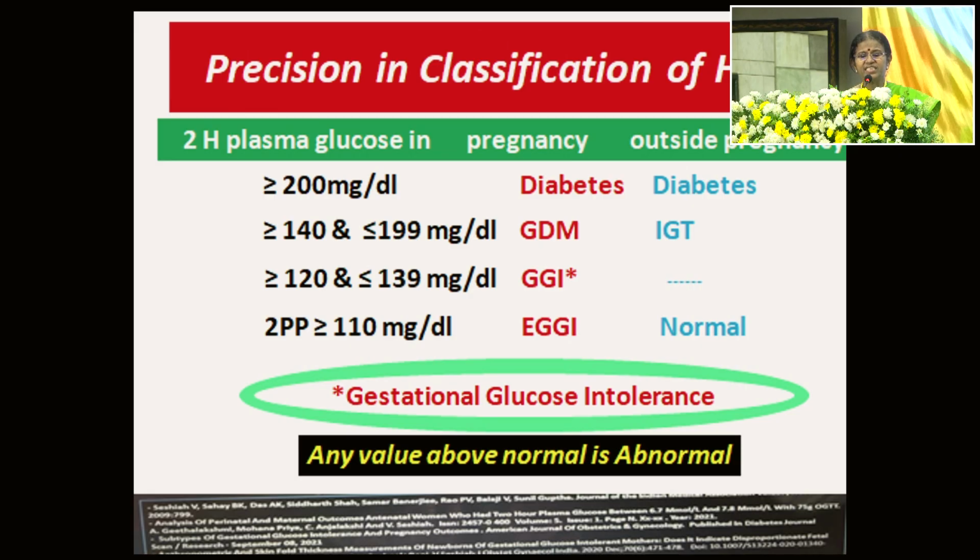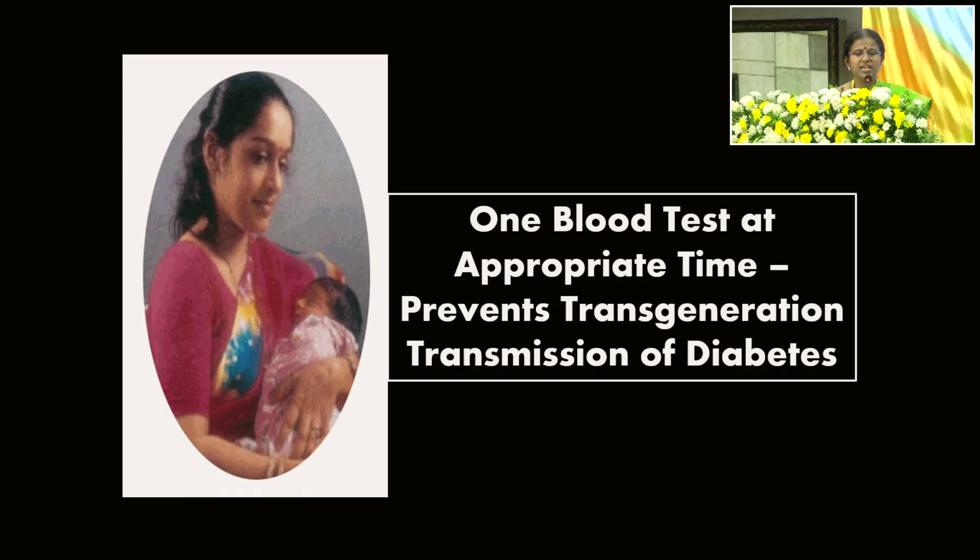So what is the classification? With glucose, if it meets or crosses 200, it is diabetes, and 140 to 199 is GDM, and 120 to 139 itself is gestational glucose intolerance. And this is the 2-hour PP, postprandial, not with glucose load. Postprandial, if it is high, it is early glucose intolerance or early gestational hyperglycemia. Any value above normal is abnormal. So just one blood sugar at the 8th week of pregnancy, if postprandial is 110 and above, please start treating with metformin, and thus, GDM is the window of opportunity for prevention of all the cardiometabolic disorders.